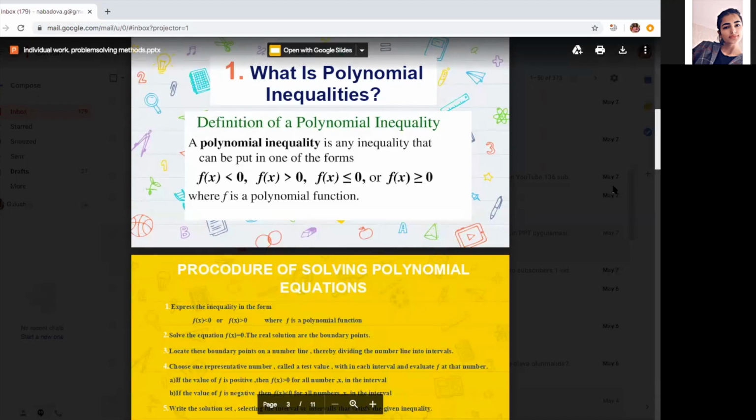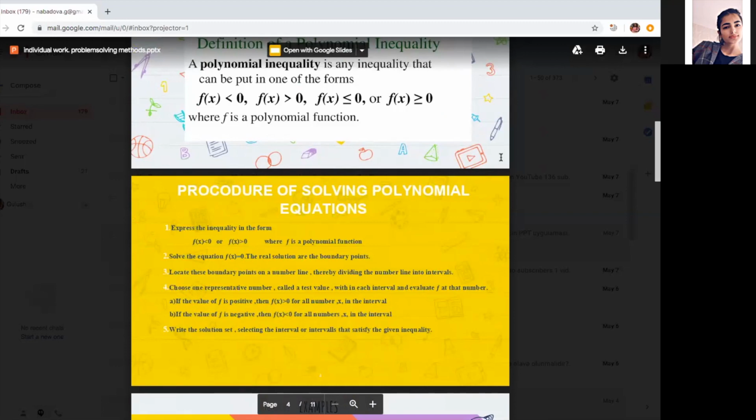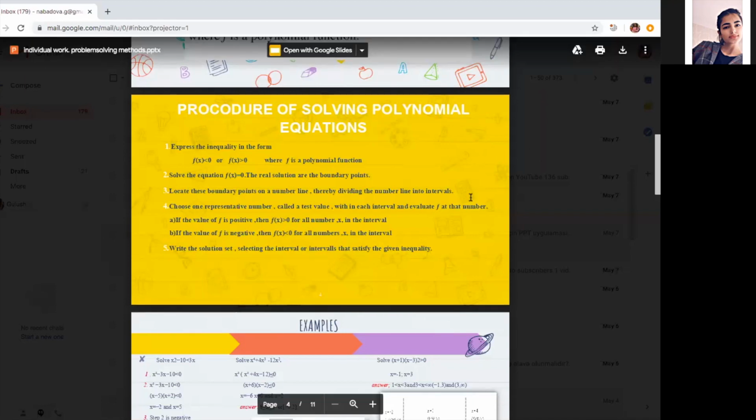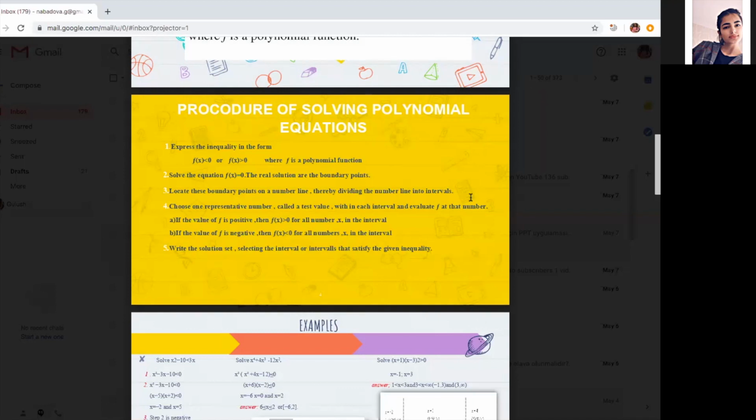Procedure of solving polynomial inequalities. First, express the inequality in the form f less than or greater than 0, where f is a polynomial function. Second, solve the equation f equal to 0. The real solutions are the boundary points. Third, locate the boundary points on a number line, thereby dividing the number line into intervals. Fourth, choose one representative number, called a test value, within each interval and evaluate f at that number.